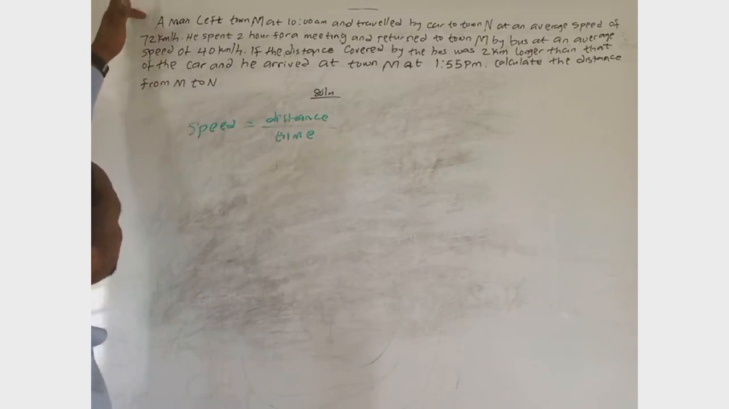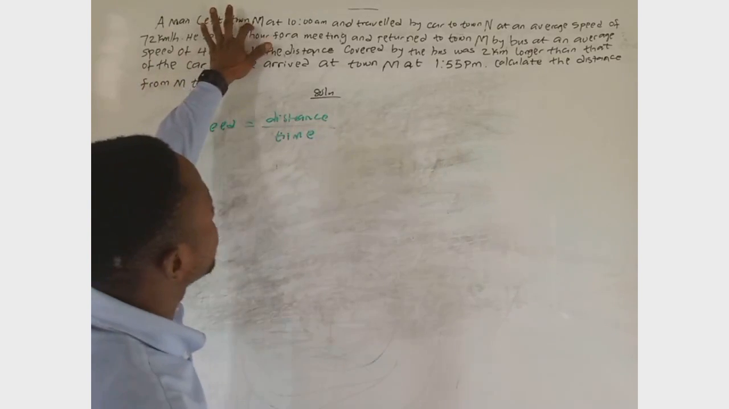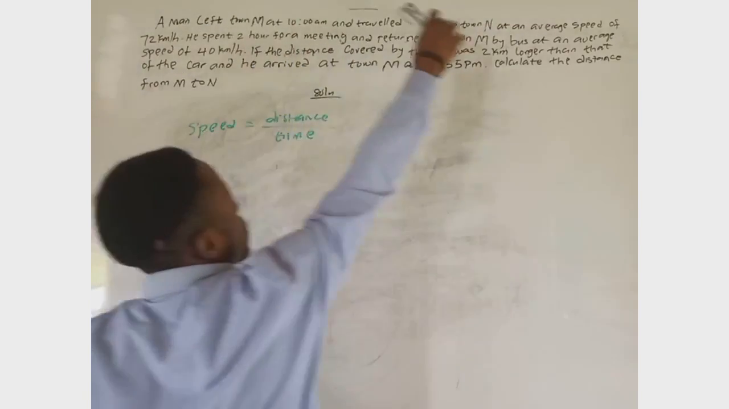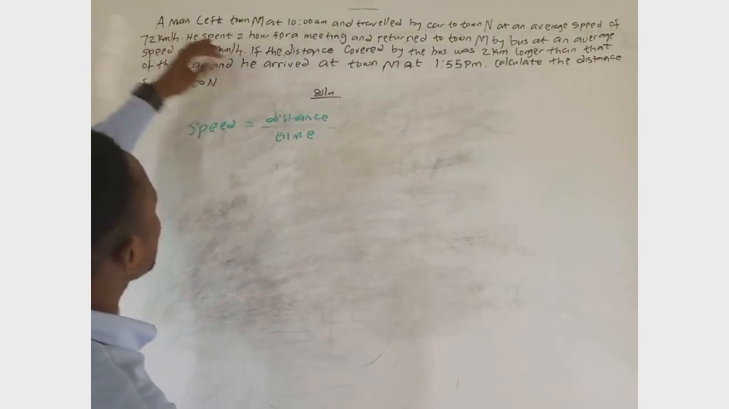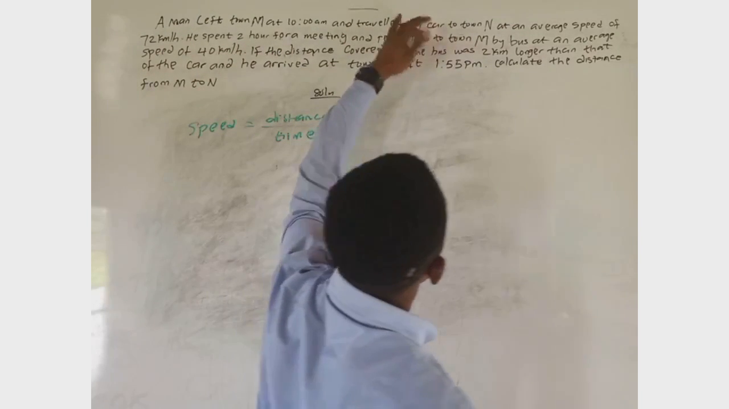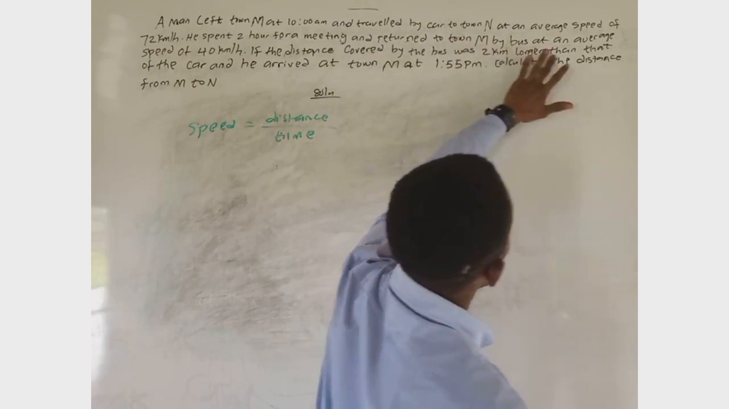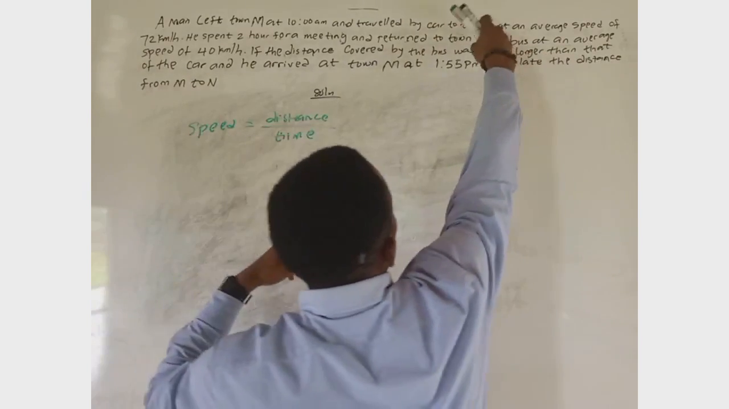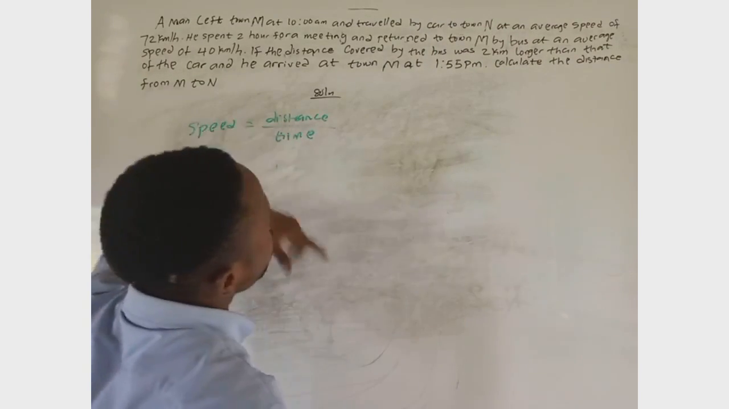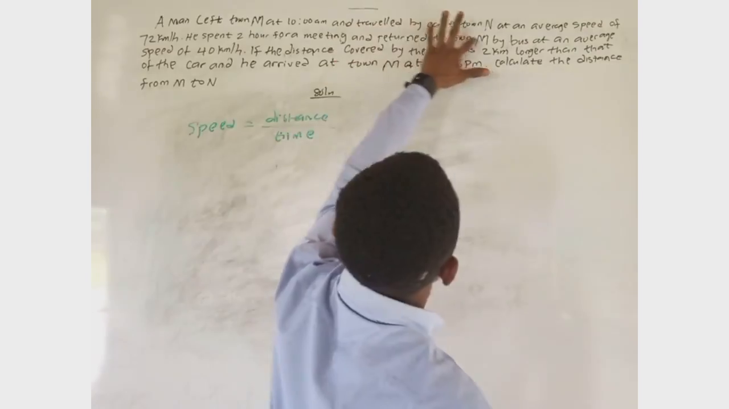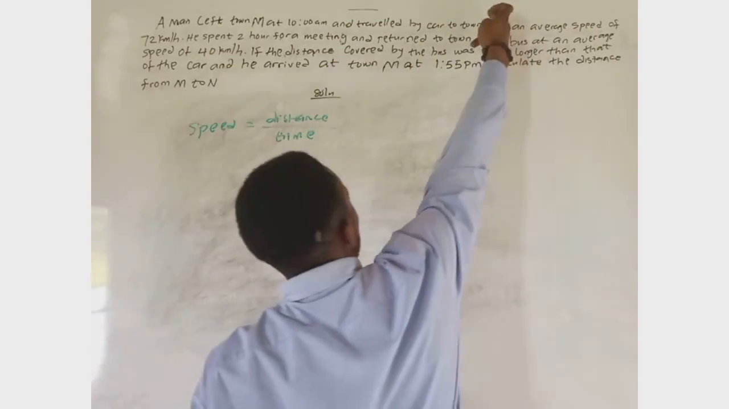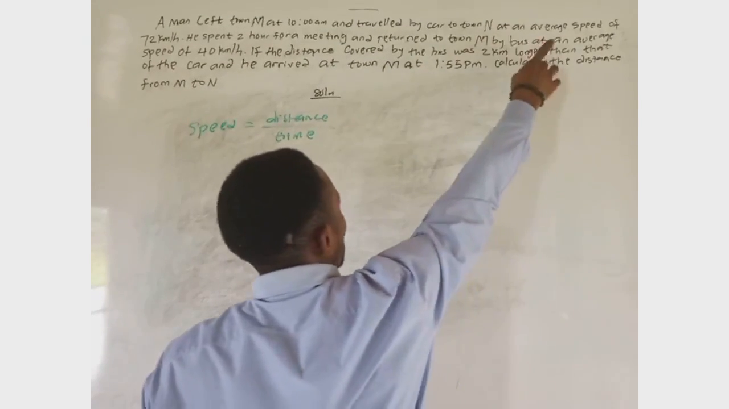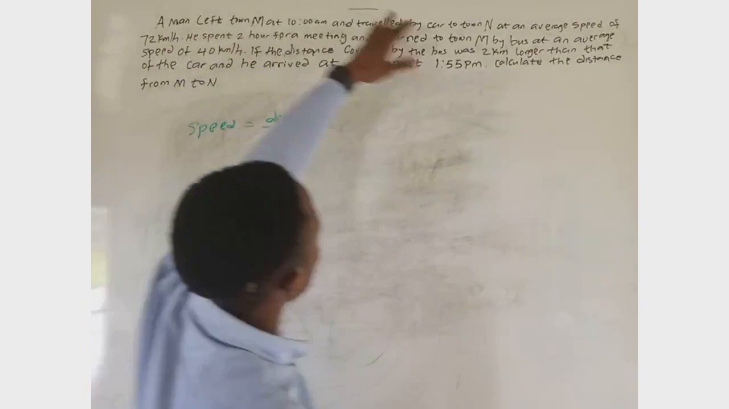So in the first journey, the man starts from M and moves to N. We want to calculate the distance from M to N. The question says the distance covered by the bus was 2 kilometers longer than that of the car. It means the distance the man returned from N back to M is given as 2 kilometers longer than the travel from M to N.